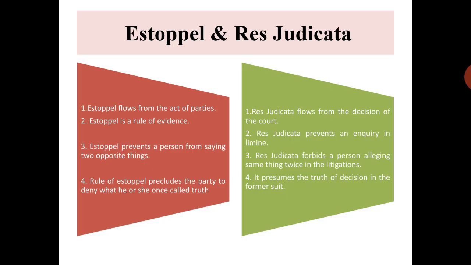Now let us come to the distinction between estoppel and res judicata. Estoppel flows from the act of parties, while res judicata flows from the decision of the court. Second, estoppel is a rule of evidence, while res judicata prevents an inquiry in limine. Third, estoppel prevents a person from saying two opposite things, while res judicata forbids a person from alleging the same thing twice in litigations. And the fourth point of distinction is that the rule of estoppel precludes a party from denying what he or she once called truth, and res judicata presumes the truth of the decision in the former suit.